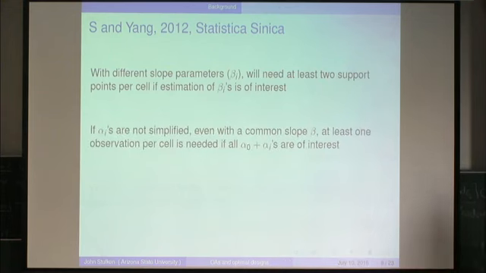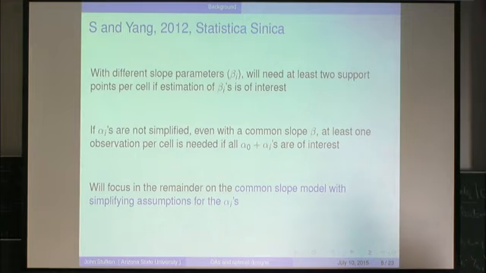Also, if the alpha i's are not simplified, then even with a common slope beta, in order to learn something about the alpha i you're going to need at least one observation from each of those cells. Otherwise, you're not going to learn about all of the alpha i's. So if as part of the objective you want to learn about things like alpha 0 plus alpha i for every i, you're going to need at least one observation per cell, and you cannot get away with not making observations in some of the cells. So I'm not going to look at that situation either. I want to simplify the alpha i's.